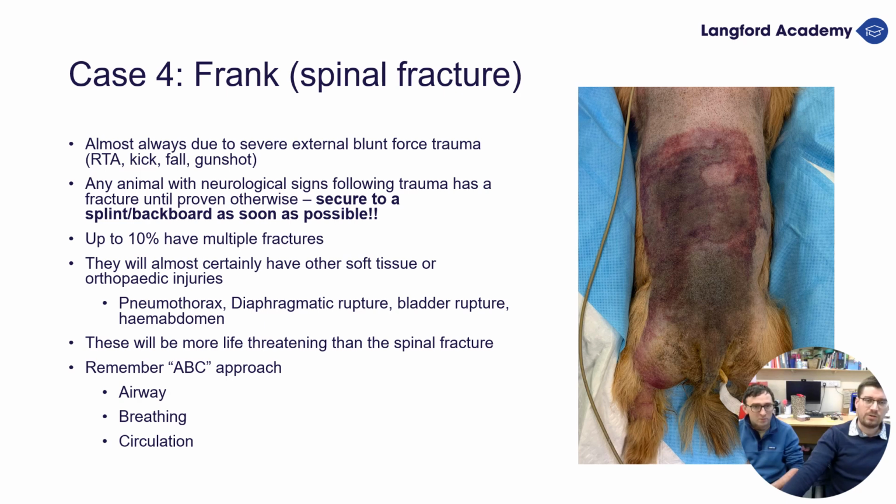Any animal with neurological signs following trauma should be assumed to have a fracture or subluxation, and it's really imperative that these animals are secured to a rigid board or a splint of some description to prevent movement. They'll almost certainly have other soft tissue or orthopedic injuries, such as pneumothorax, diaphragmatic rupture, bladder rupture, or hemoabdomen, and these are usually more life-threatening than the spinal fracture itself. So don't forget to do your ABC approach with these animals, assessing the airway, the breathing, and the circulation.